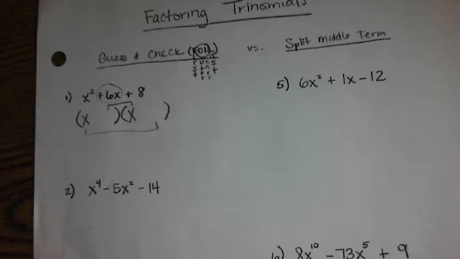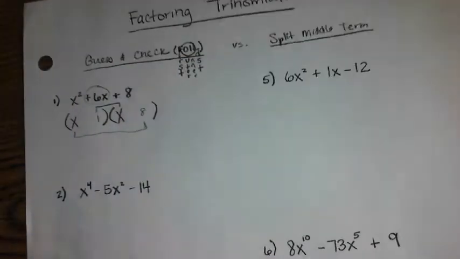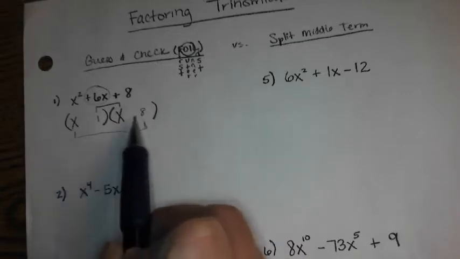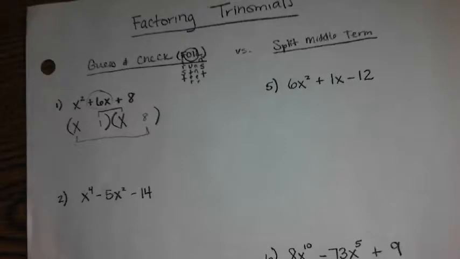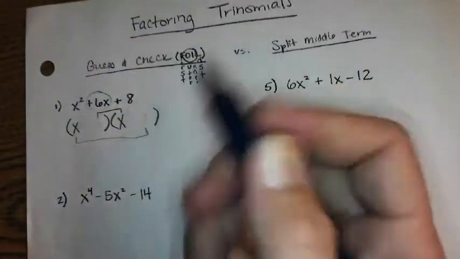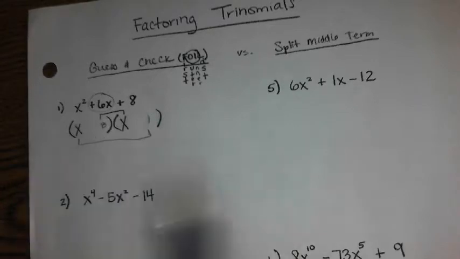So when you do 1 and 8, and don't write this down, just watch me guess and check here. When I do 1 and 8, my outer product is 8x, my inner product is 1x. 8 and 1 combined makes 9. That's not 6. So I don't need to switch the order of that around because 8 and 1 is going to give me the same thing since both of those are plain old x's.